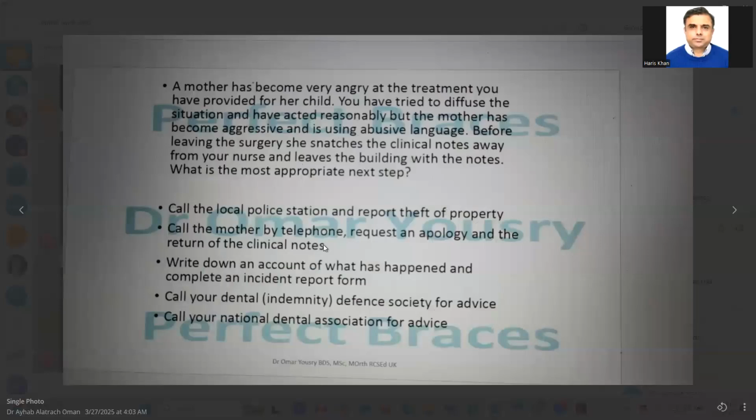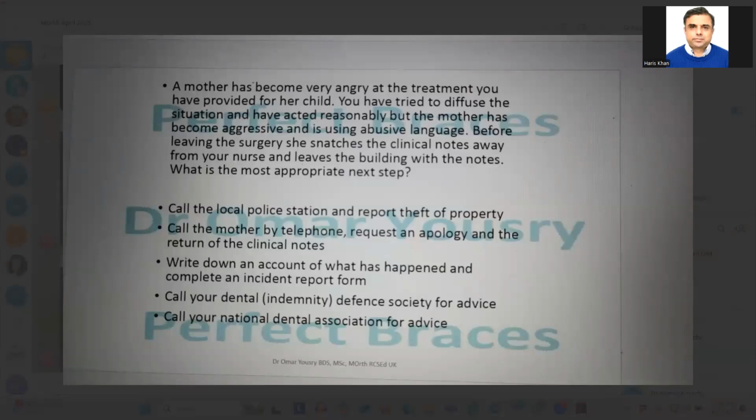A mother has become very angry at the treatment you have provided for the child. You have tried to defuse the situation and have acted reasonably, but the mother has become aggressive and is using abusive language. Before leaving the surgery, she snatches the clinical notes away and leaves the building with the notes. What is the most important?